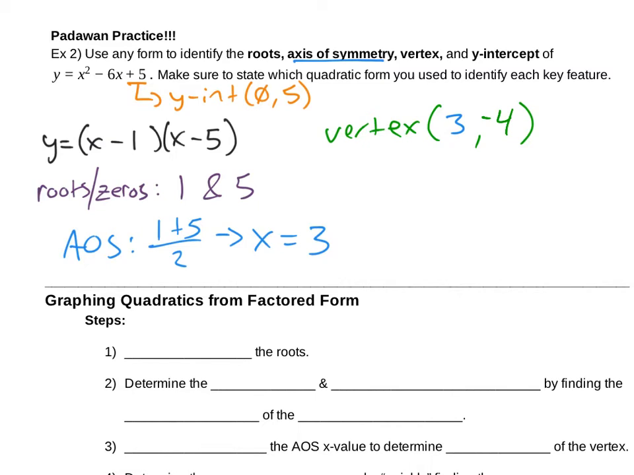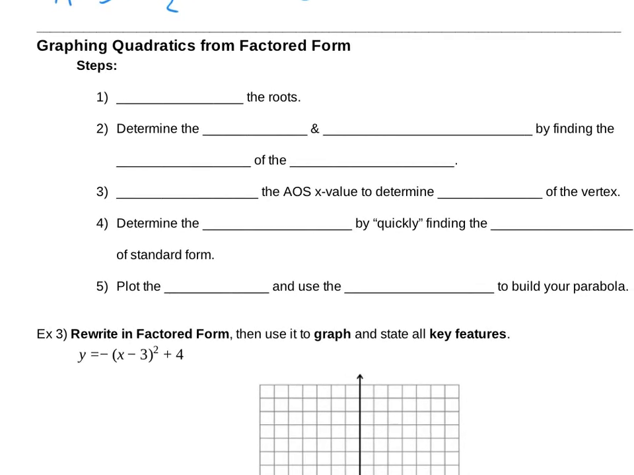Now, we got the vertex from what form? What do we use? The symmetry and vertex. We were using factored form. Okay. What do we use for the y-intercept? We were using standard form. Alright, let's look at doing some graphing with factored form.